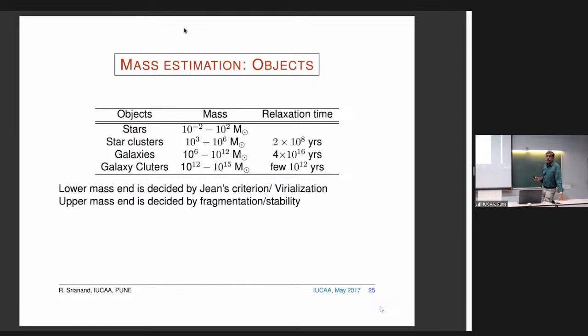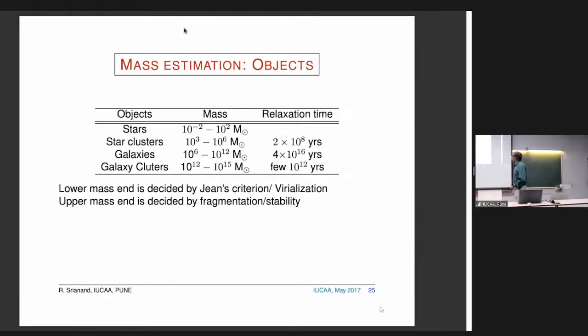Typically, stars you also see in groups of stars. We call them star clusters. Star clusters typically have masses in the range 10 to the 3 to 10 to the 6 solar masses. Another way of saying it is that a typical cluster can have anywhere between 2,000 stars and 1,000,000 stars. Okay? That is the kind of rough estimate.